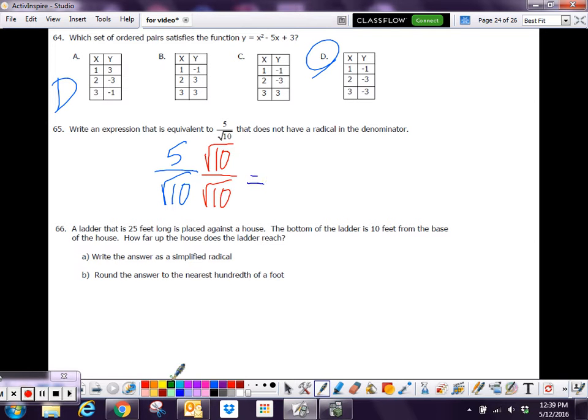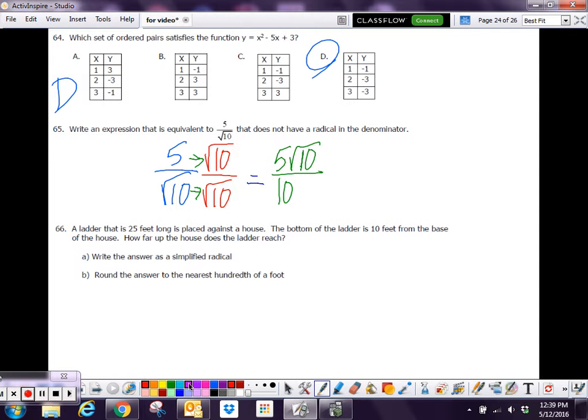Okay, and when you multiply fractions, you multiply straight across. So on the top, I have 5 times square root of 10. That's just going to stay as 5 square root of 10. Outside times outside, inside times inside. And then on the bottom, square root of 10 times square root of 10. Remember, any square root times itself is the number underneath. So that is 10. You can think about it as the square root of 100, but the square root of 100 is 10.